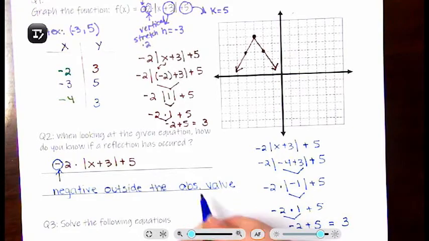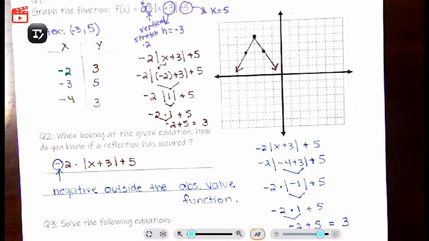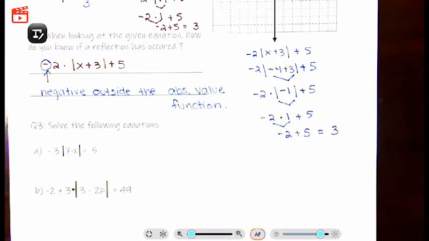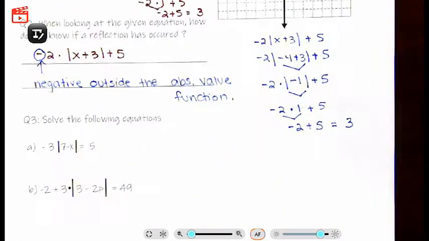And I'm going to abbreviate absolute by writing ABS, so absolute value function. Since we have a negative out in front, that means it's going to be flipped over across the x-axis. Moving on to question number 3, part 2. It's asking us to solve the following equations.